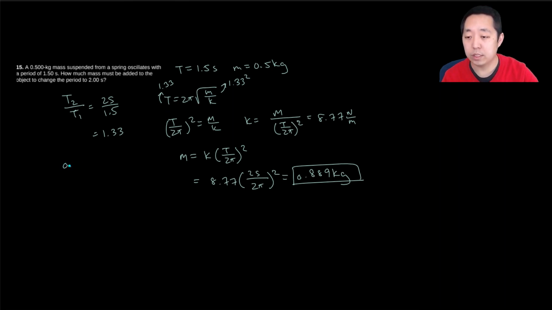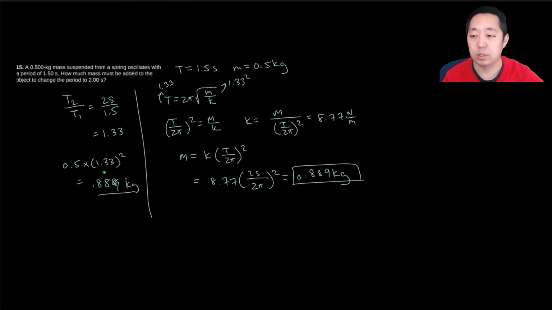So the other way you could have done this, as a quicker way, is I could have multiplied the mass by 1.33 squared, and you'll find that 0.5 times 1.3333, 3 repeating, is 0.888 repeating 9, kilograms. So that's the other way you could have approached that problem.